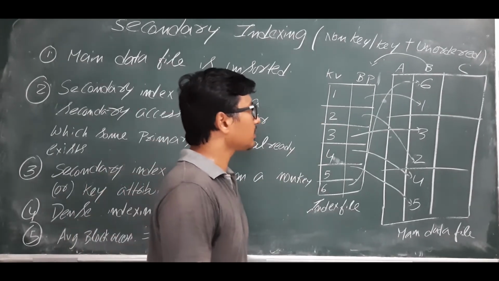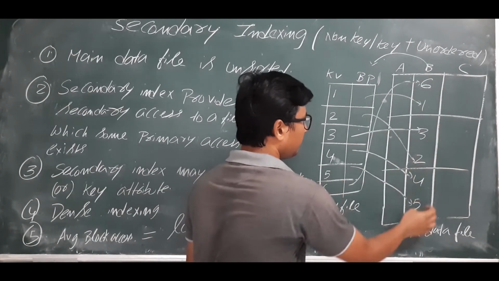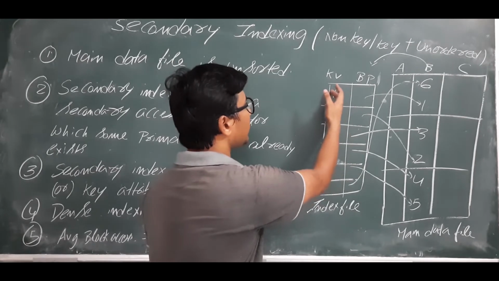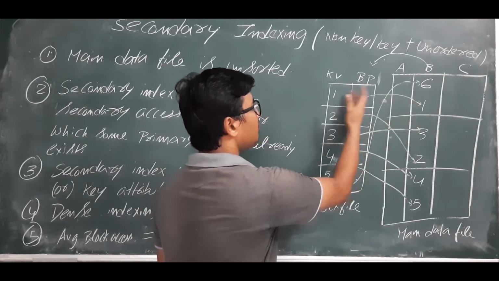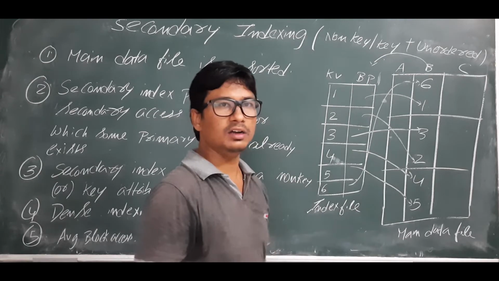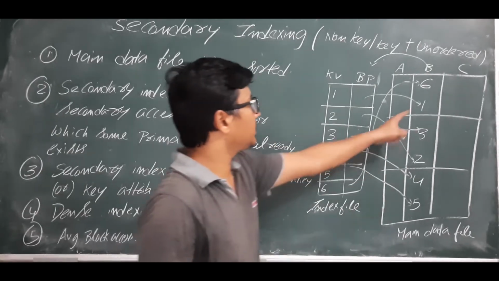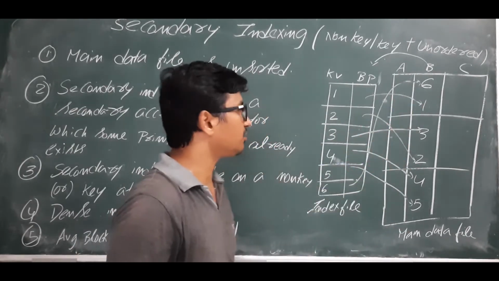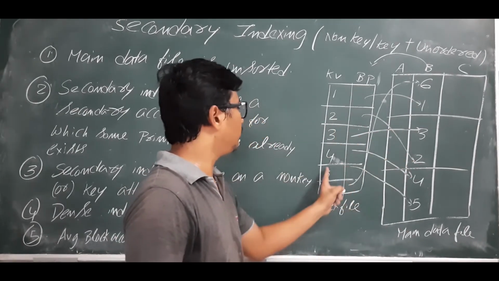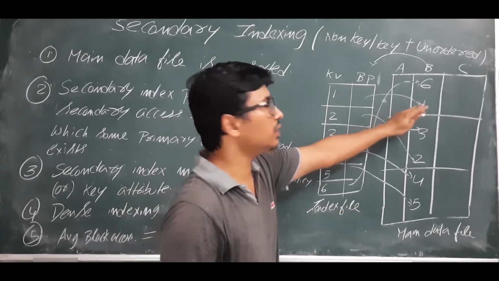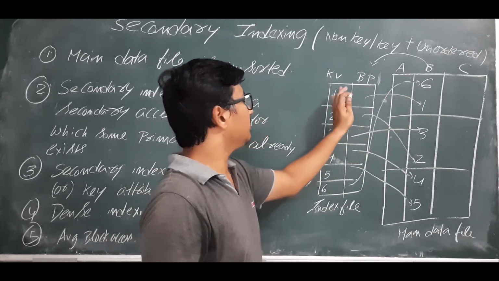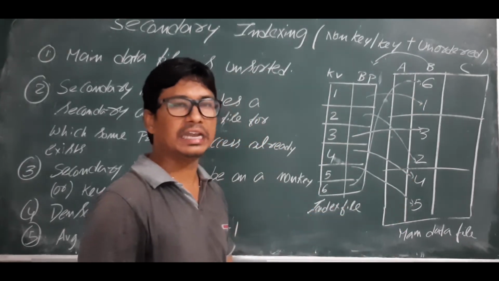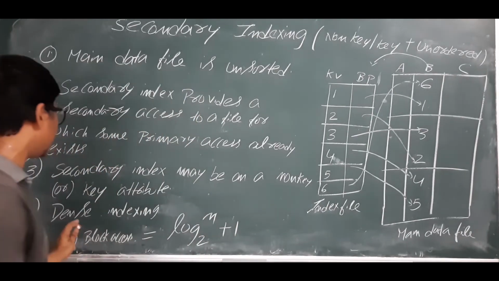Now tell me one thing. If it is an unordered file and I want to create an indexing, obviously I have to create one index entry for each record in the data file. Am I right? Because it is unordered, I have to write 1 here and create the block pointer for it. Again 2, 3, 4, 5, 6, like that. We should have an index entry for every record in the data file. So that's why we call it dense indexing.